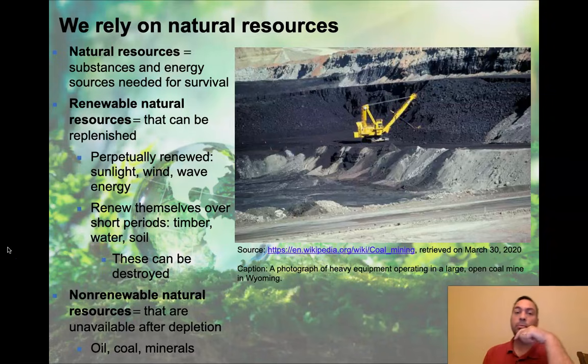We ultimately rely on something called natural resources. Natural resources are the substances and energy sources needed for survival. They come in different forms. Sometimes they're really obvious to us. For example, a natural resource that is really important to us is something like fruit, right? These are things we can get off trees that give us the energy source that we need for survival.